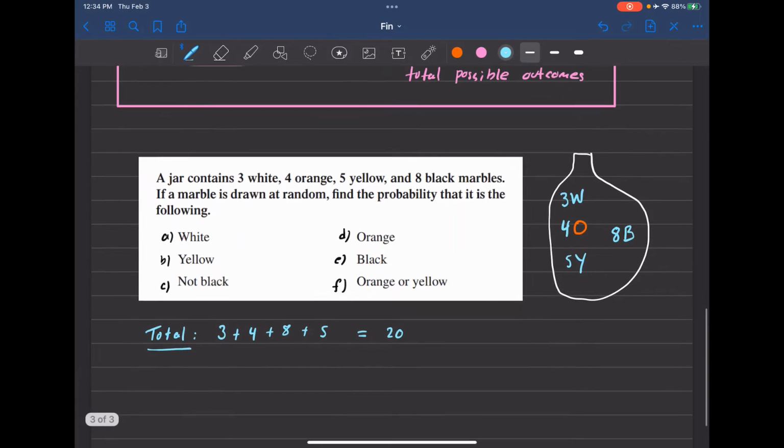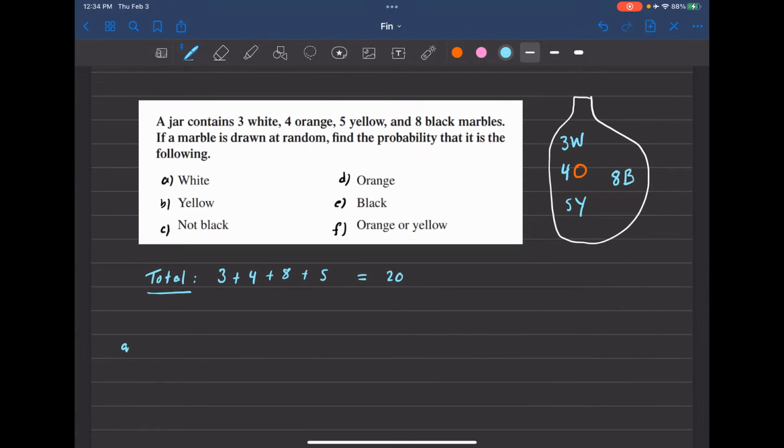Now let's take a look at part A. We want to find the probability that we're going to draw a white marble. How many white marbles are there? Well, there are 3 of them. So the number of successes would be 3 out of the total possible outcomes, which is 20. So the probability you're going to pull out a white marble is 3 out of 20.